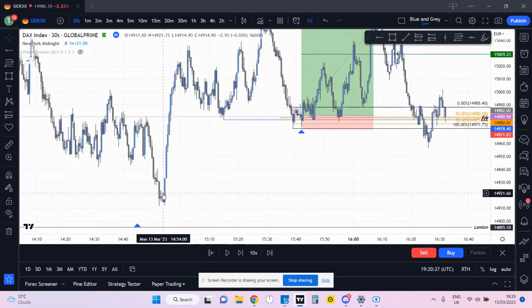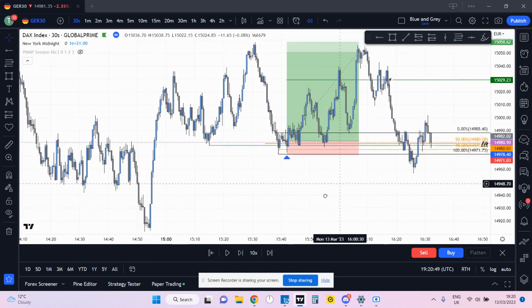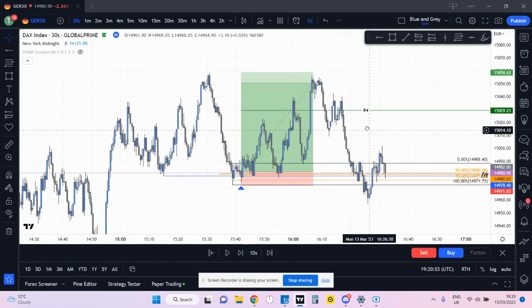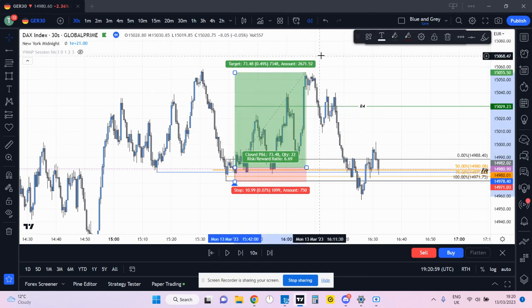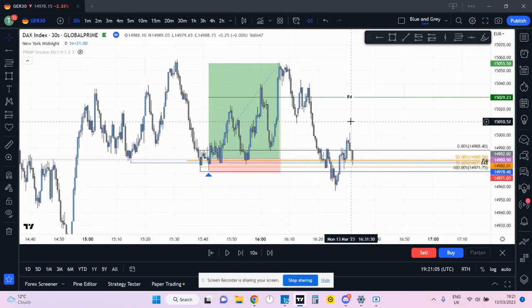I could just see we have this push up, we have this pullback. The pullback gets wicked out. You have to sit up when you see stuff like this and realize what could potentially be happening. And I was correct. I managed to get my 4R. I made my money for the day. I could have held it and got 6.69R, but look at these market conditions. But that's a trading day done.